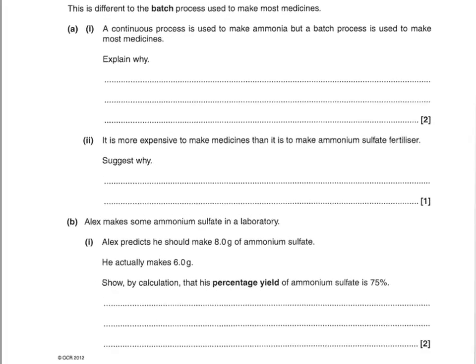It says it is more expensive to make medicines than it is to make ammonium sulfate fertiliser. Suggest why. So any one of these, you could say that making drugs is more labour intensive. You could say you need more specialised or qualified workers to make a drug. You could say that there's less automation possible in making drugs. You could say more research and testing is needed. You could say that the raw materials may be rare or expensive because you have to extract them from plants. You could talk about the legal demands. So any one of those would get you the mark there.